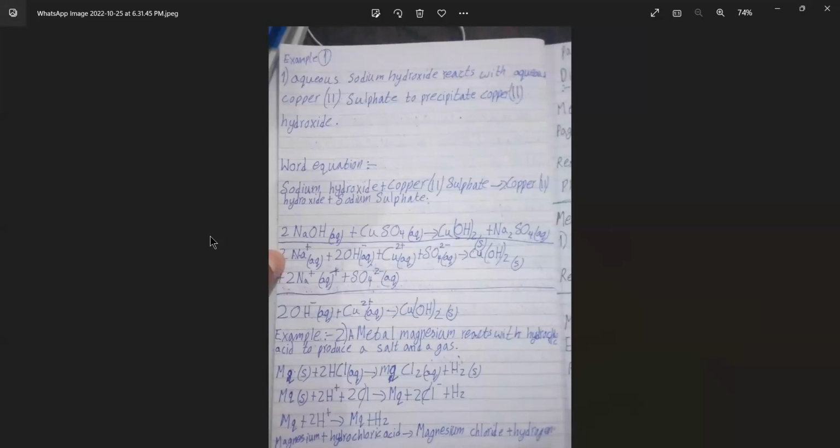Okay, no problem. Now let's see. And maybe that will be the last of the lesson. Wait, okay? Not this, but example. Ionic equation. Okay, look at this one. Before this.